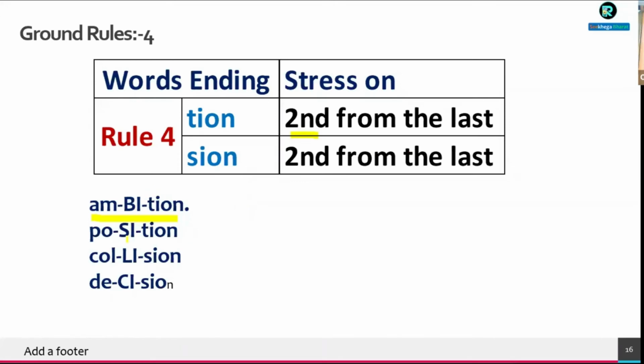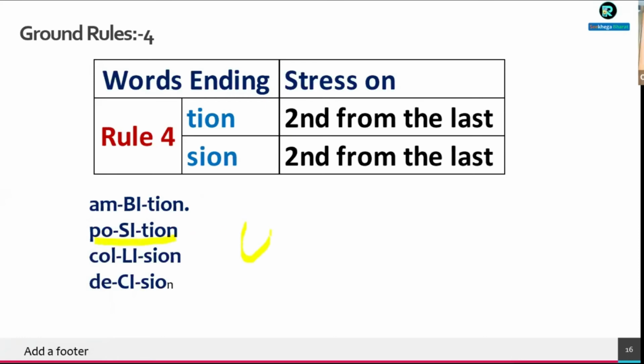Ambition. This is position. This is collision. Collision, correct. SION gets the "zhun" kind of sound, and this gets "shun". So collision, decision. Now, ambition, position, collision, decision. Once again: ambition, position, collision, decision.